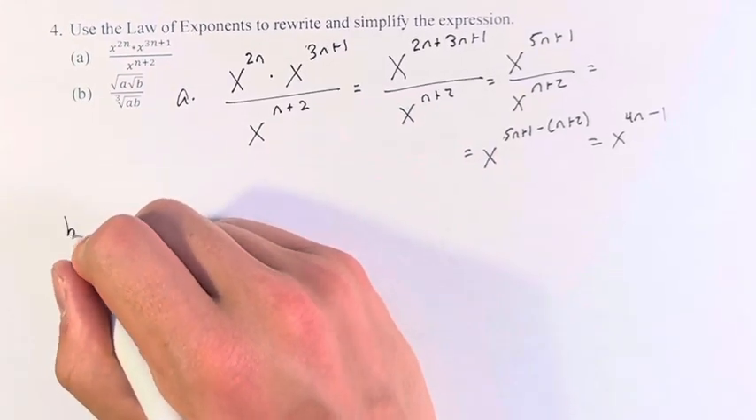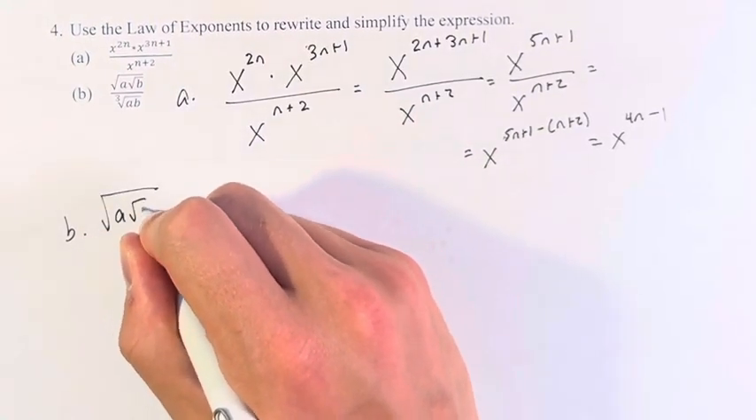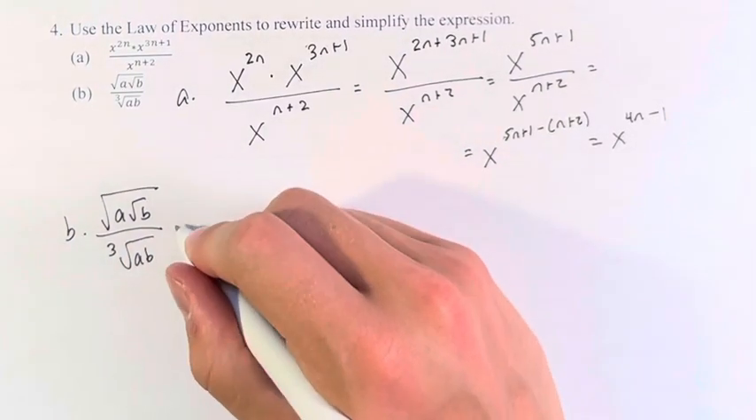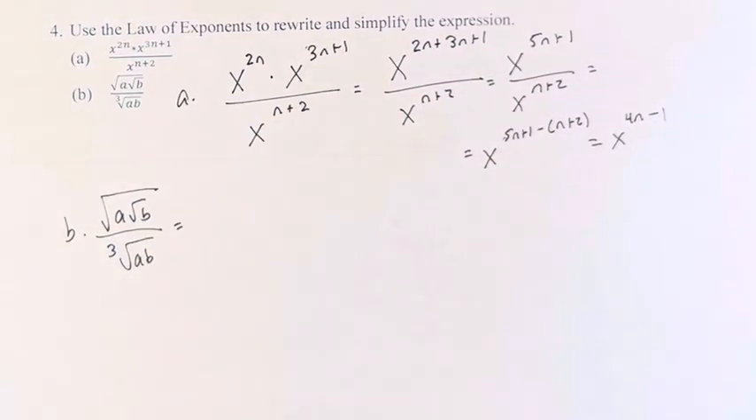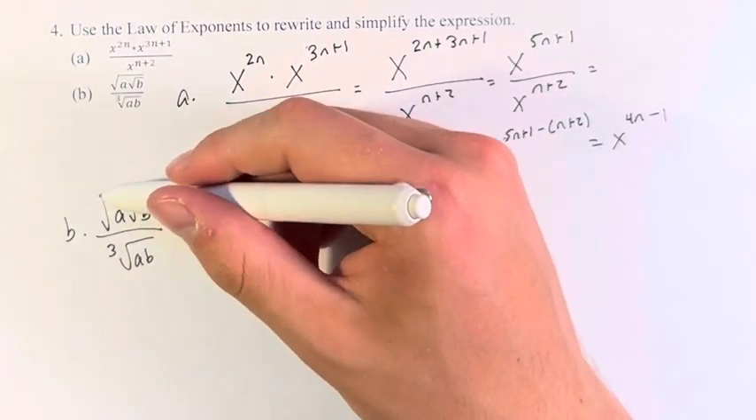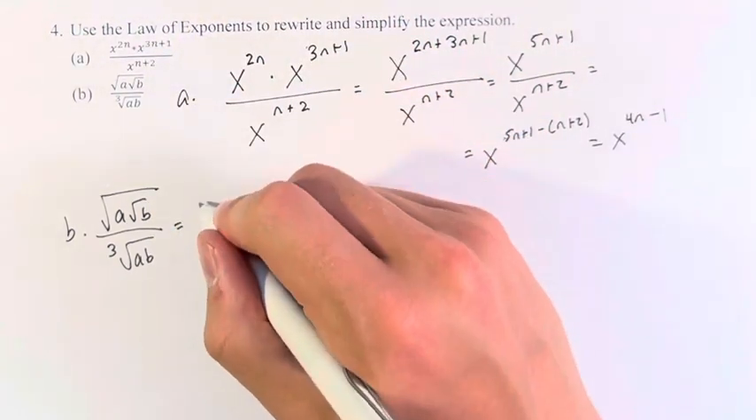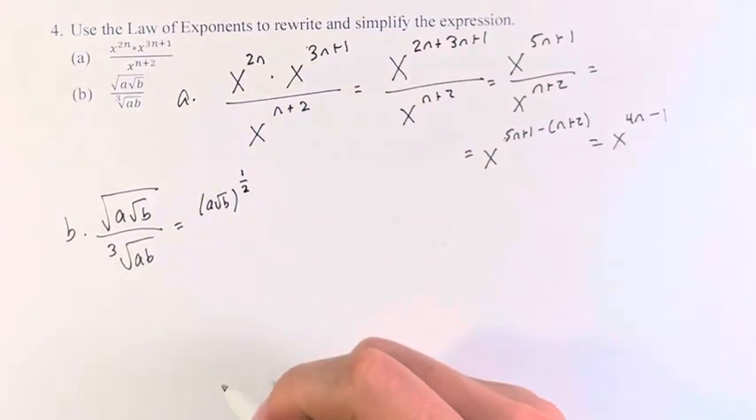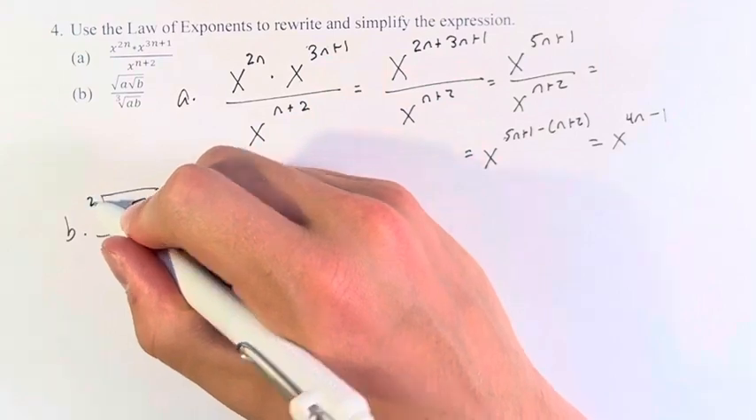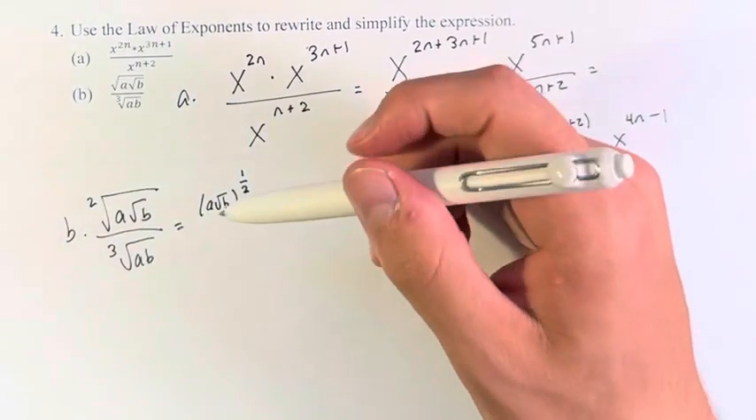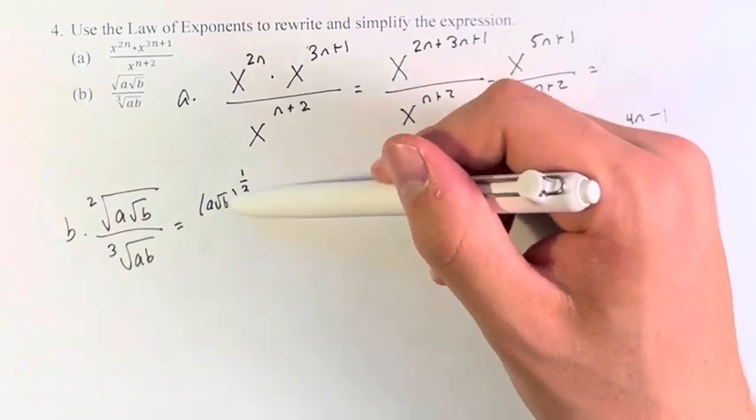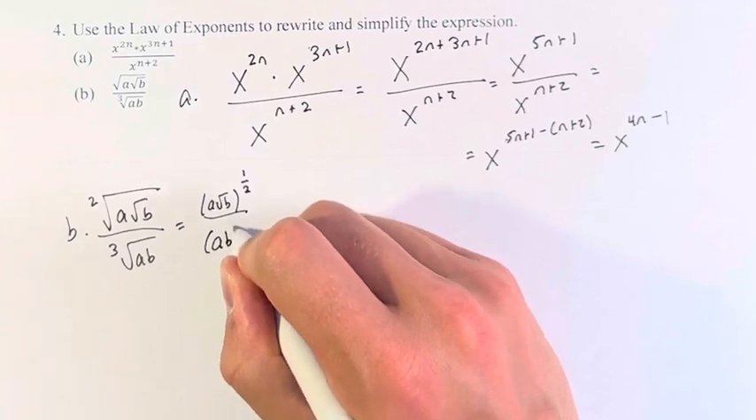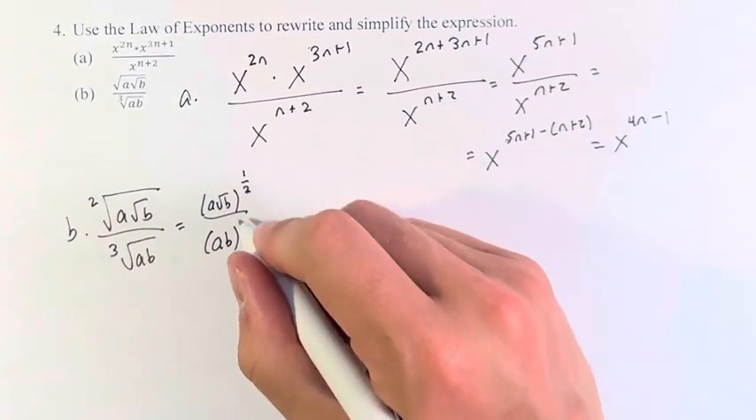For b, we have the square root of a times the square root of b over the cube root of ab. So working on the numerator, we have something to the square root. The root is equivalent to 1 over itself as an exponent. So this is the square root. You don't write the 2 because it's just the standard root. The square root is equal to whatever it is to the 1 over 2, right? The cube root of ab is the same thing, 1 over 3.